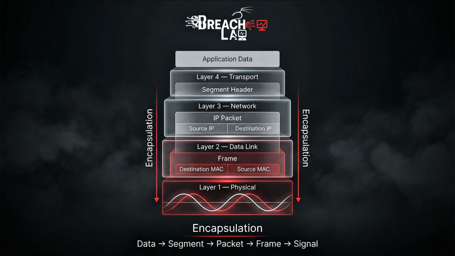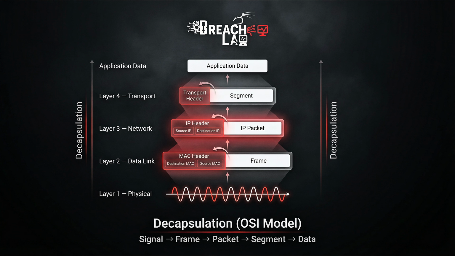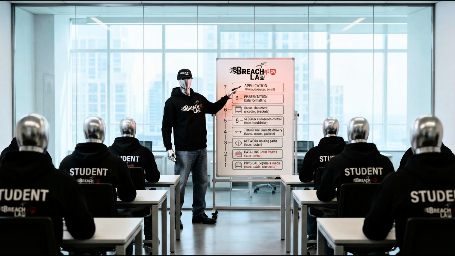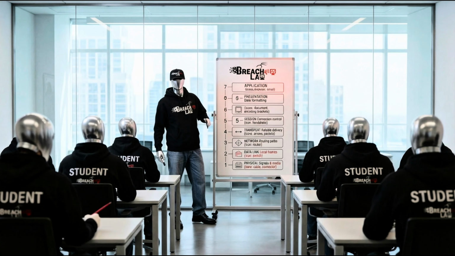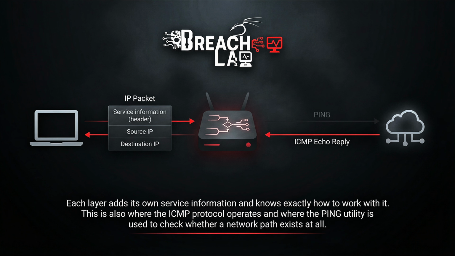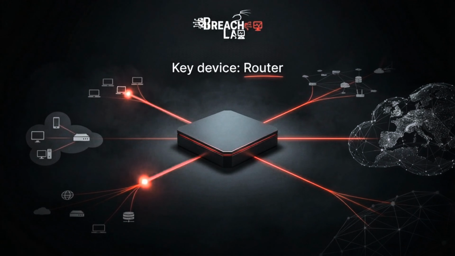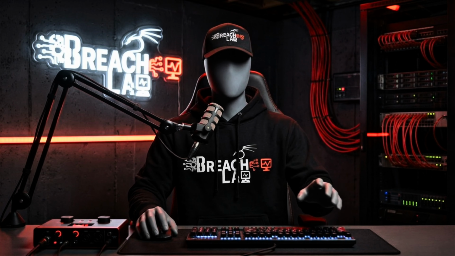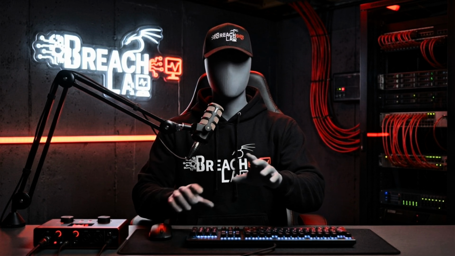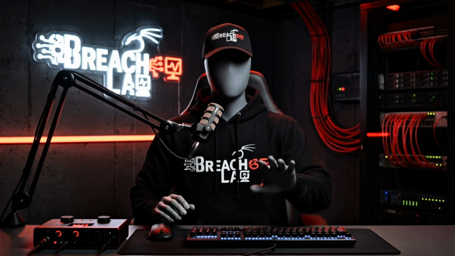This process is called encapsulation when data moves downward, and decapsulation when it moves upward. Each layer adds its own service information and knows exactly how to handle it. This is also where the ICMP protocol operates and where the ping utility is used to check whether a network path exists at all. The key device here is the router. Its job is to decide where to send the packet next across different networks.